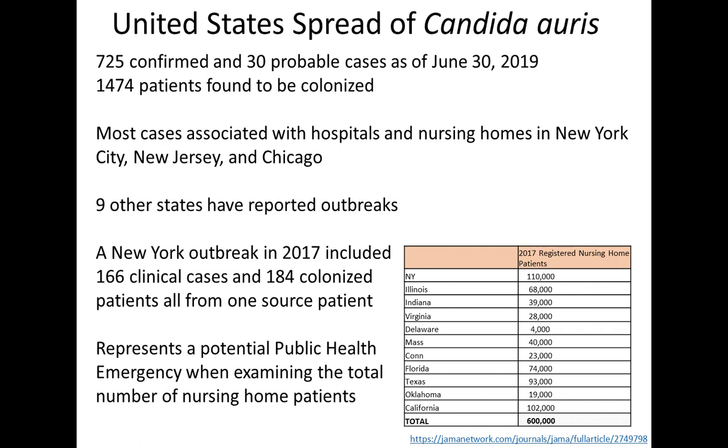And why this could expand is if we look at that table over the number of patients we have in our states that are in registered nursing homes. And so this is from 2017 data. It estimates overall there's 600,000 people in registered nursing homes, and we have 100,000 just in California. This represents a population that, if Candida auris can take a hold, cause an outbreak, and colonize in that area, all of these patients could potentially be colonized or infected.